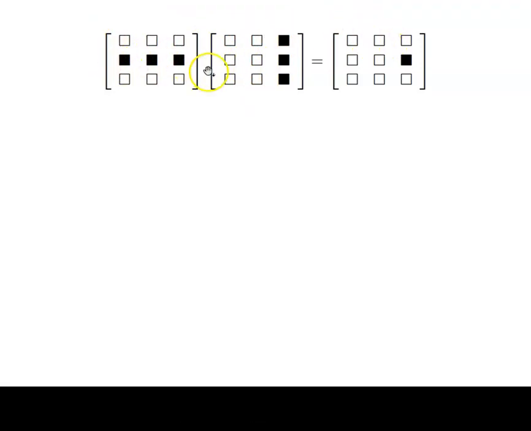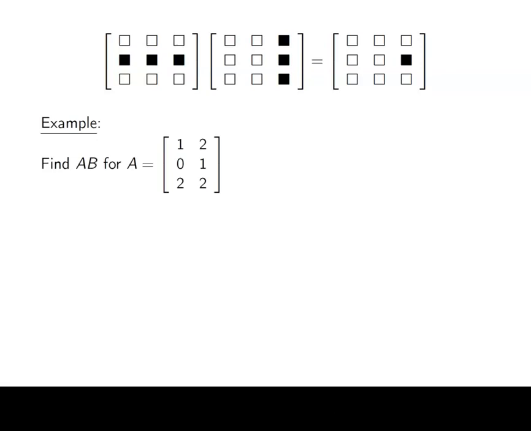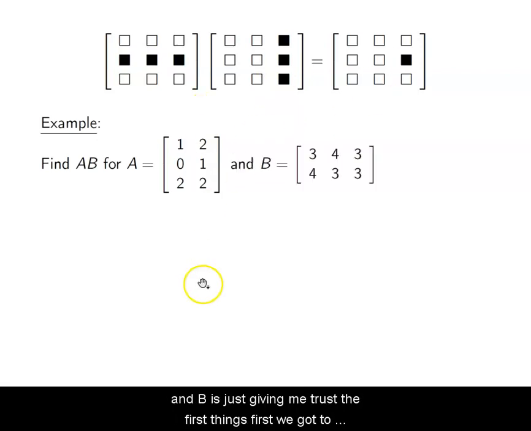So second row, third column gives me the entry that's in the second row, third column intersection. So let's do an example where we are finding each element by multiplying a matrix. We're going to find A times B, where A is this matrix and B is this given matrix. First things first, we have to check to make sure the dimensions match. The number of columns here is 2, the number of rows here is 2, so we can multiply everything. Again, the number of columns has to match the number of rows in order to multiply.